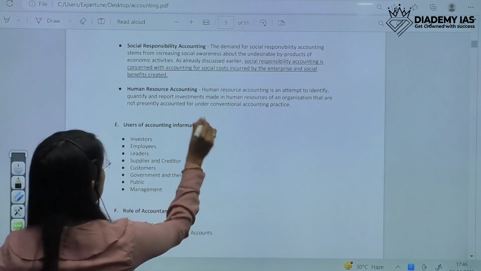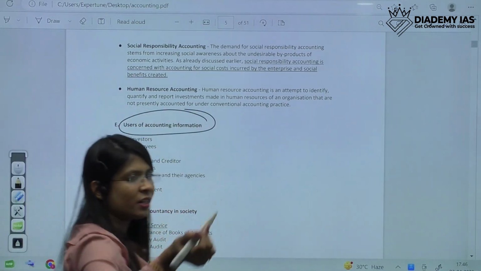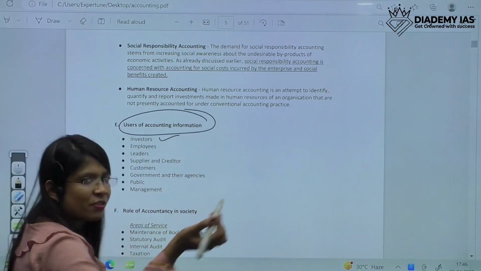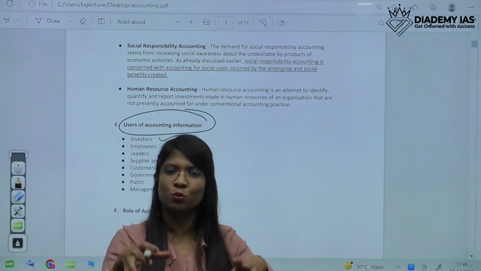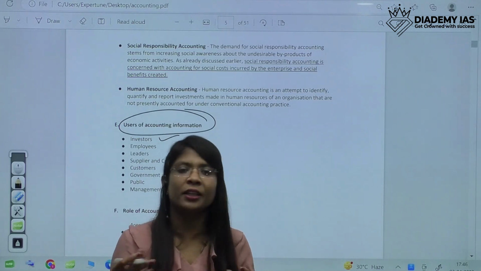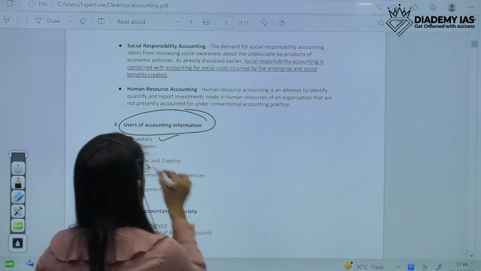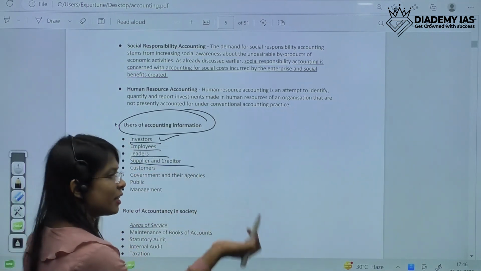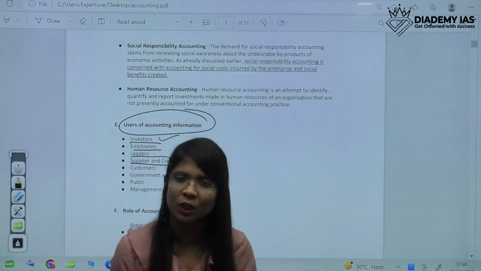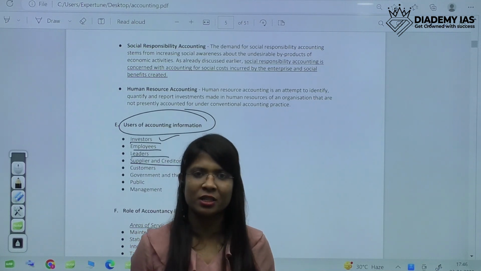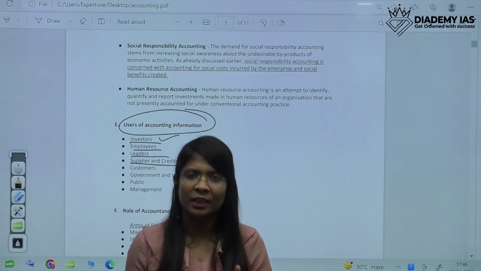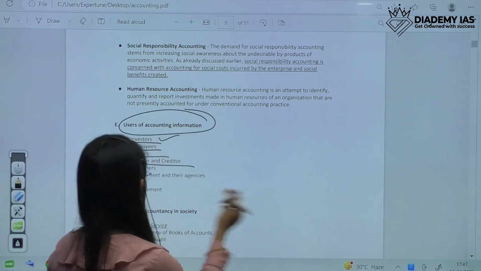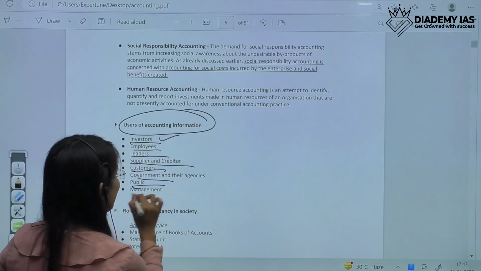Next is, as we have discussed, users of accounting information. We have already discussed it, but now we will discuss it in detail. Who are the users? First of all, investors. Whosoever is investing in any company needs to know the financial position of a company. Employees will also be concerned, and suppliers and creditors, whosoever is supplying any goods to the company, will always be interested because they have to take their money back. They have to get their dues clear, so they have to know the financial position of a company. Then customers, government, public, management.